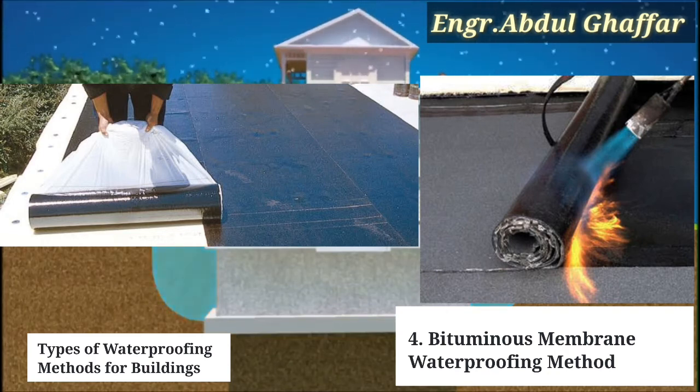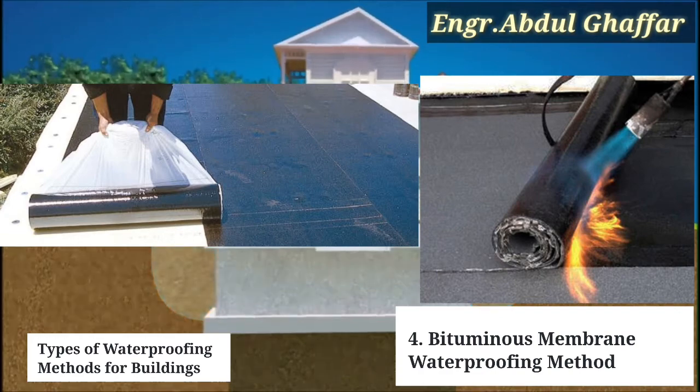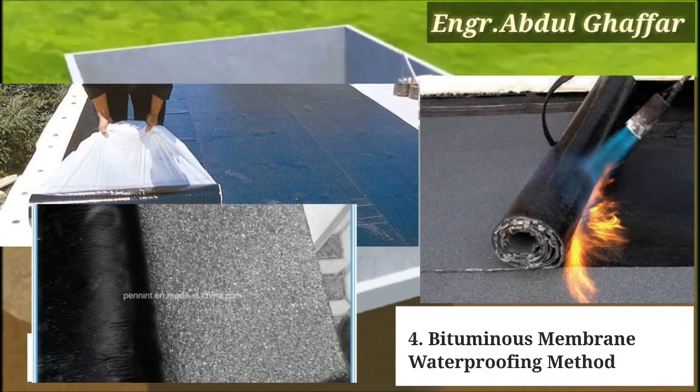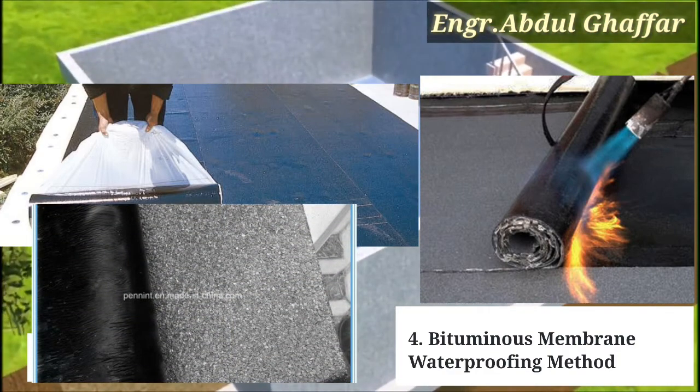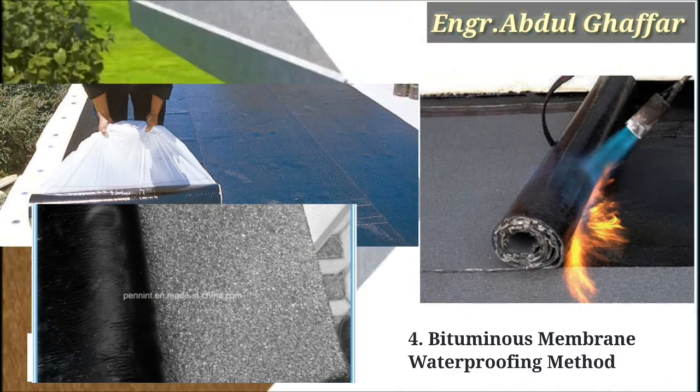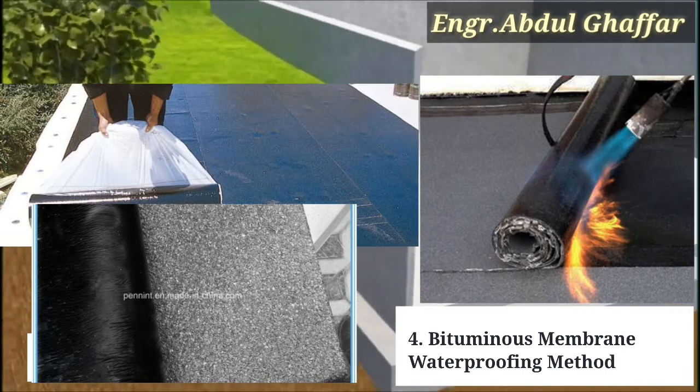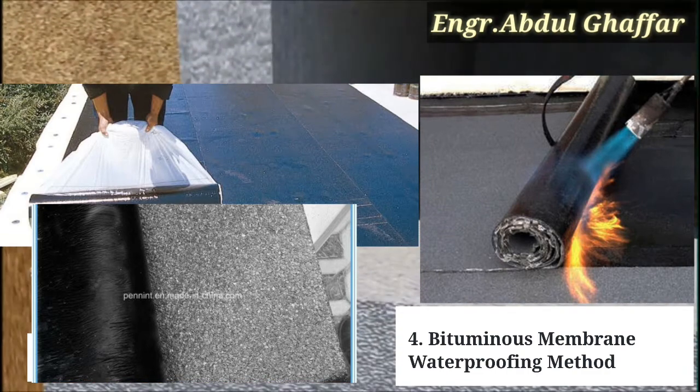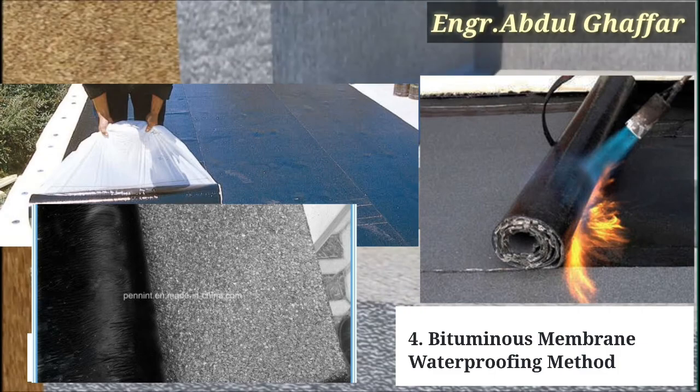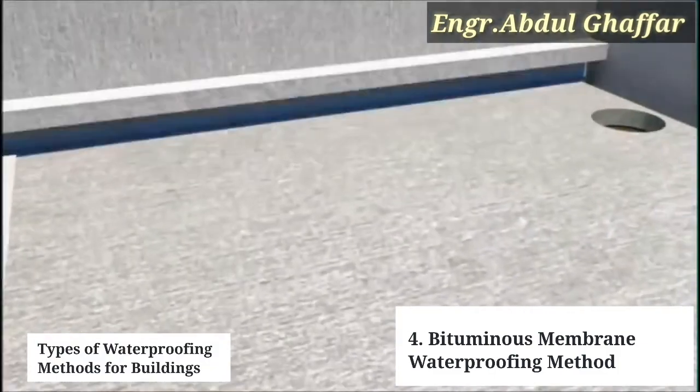Torch-on membrane has exposed and covered types. Exposed membrane often has mineral granular aggregate to withstand the wear and tear of weathering, and for the other type of membrane, the contractor needs to apply a protective screed to prevent puncture of the membrane.